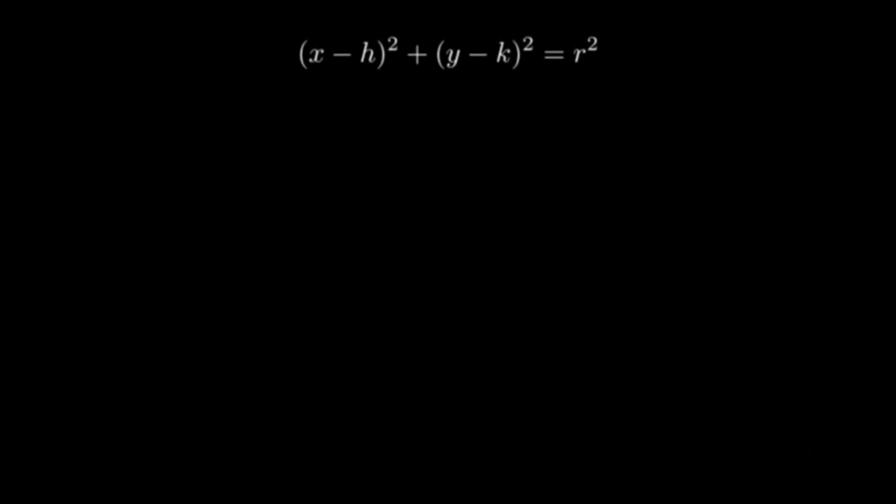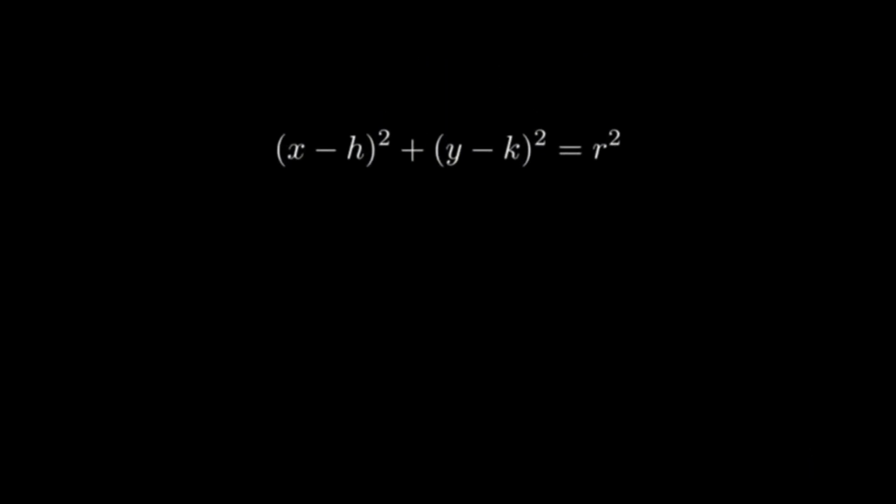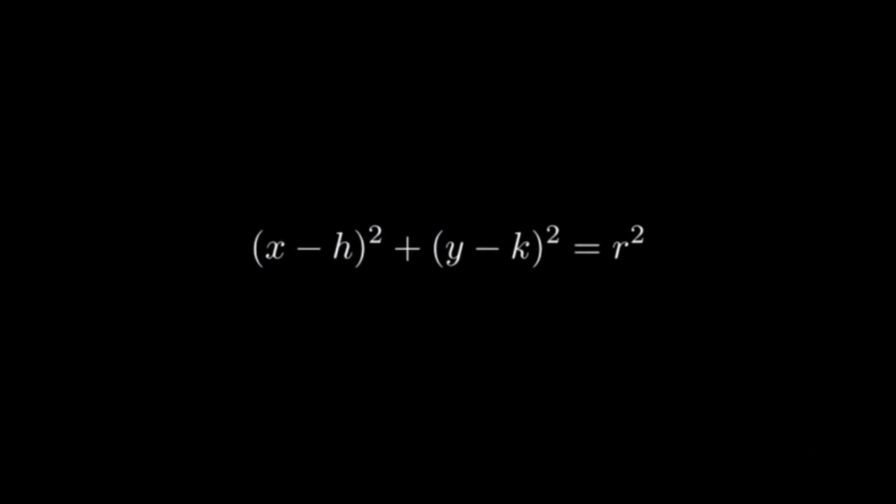The equation (x minus h) squared plus (y minus k) squared equals r squared is the standard form of a circle's equation, where h and k represent the center coordinates, and r is the radius. This elegant formula directly connects the geometric definition of a circle with its algebraic representation.